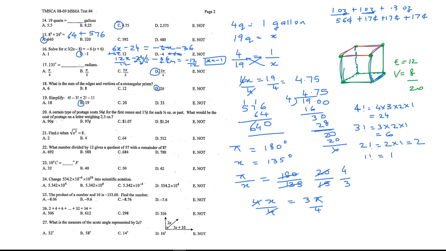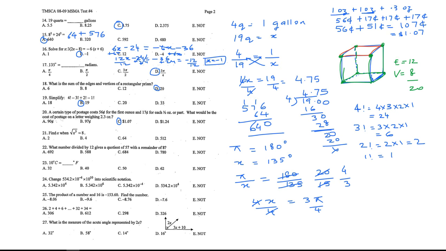So let's add up the cost. 56 cents plus 17 cents times 3 essentially. So this is 56 cents plus 17 times 3 is 51 cents. So 56 cents plus 51 cents is actually 107 cents, which is nothing but $1.07. So let's see, we have choice C as 1.07, so that would be the correct answer.